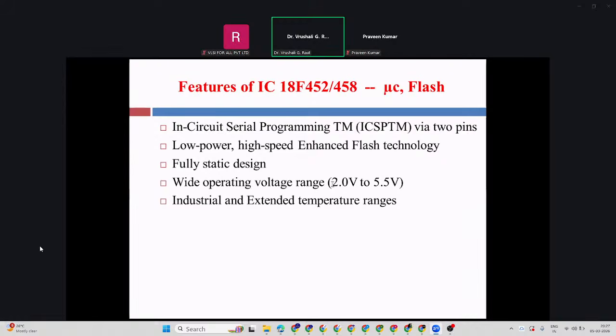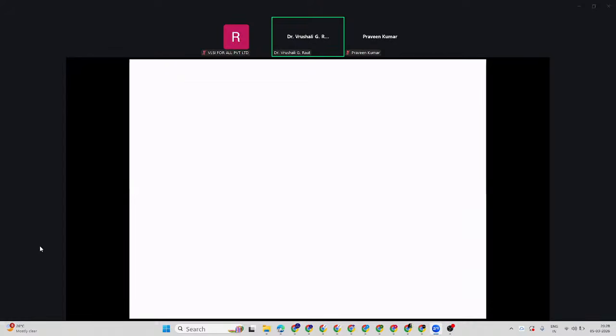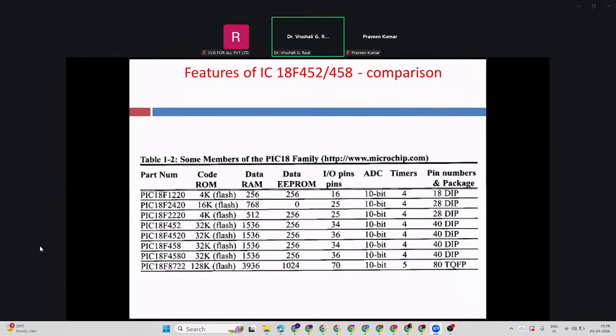It is operating from 2 volt to 5.5 volt. Industrial and extended temperature ranges are available. And look how much is there in this microcontroller. After one advanced microcontroller we are learning here, you will get to know how many applications can happen on this microcontroller. You can use it anywhere, in any type of application, for different protocols. You can deal with it and use it. That's why it is required that we must know the features.